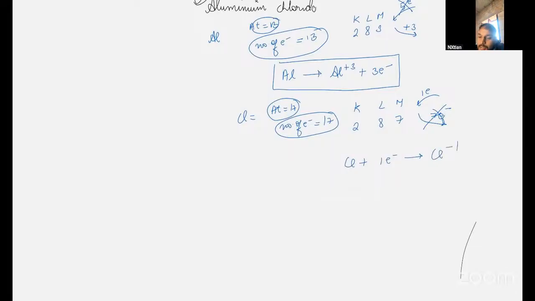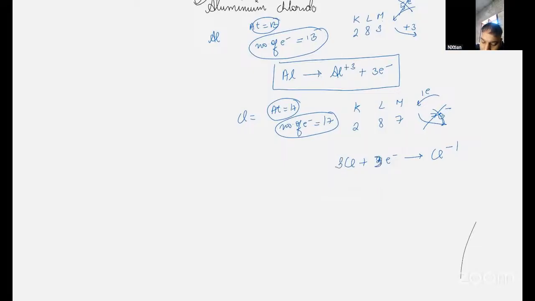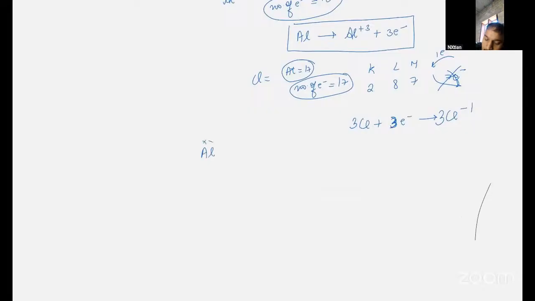Now, basically the catch in this concept is chlorine -1. Here you can check that chlorine is getting only 1 electron, but aluminium is ready to give 3 electrons. So how many atoms of chlorine do we need? 3. So 3 chlorine atoms will take 3 electrons to get 3 chloride -1 ions. So aluminium, which has 3 electrons, and 3 chlorine atoms are there.